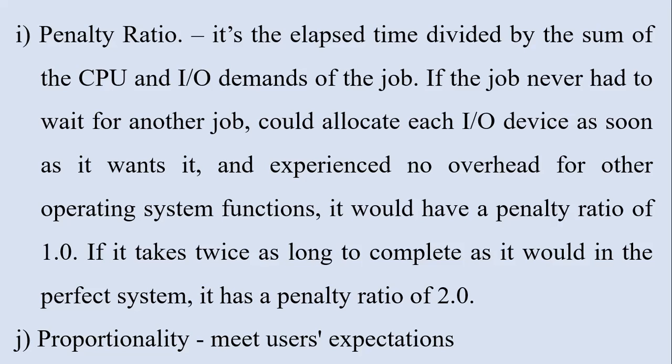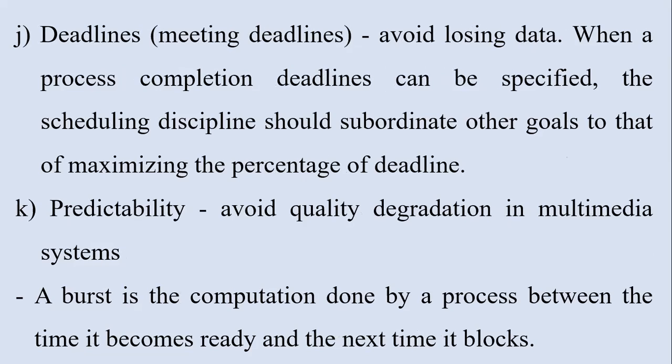Then we have proportionality. It is always important for the scheduling algorithm applied to ensure that the system meets the user's expectations. Then the next one is deadlines, that is, meeting deadlines. It's always important to ensure that no data is lost. Therefore, when a process completion deadline is specified, the scheduling discipline should subordinate other goals to that of maximizing the percentage of deadlines met. So processes should be able to meet the deadlines.